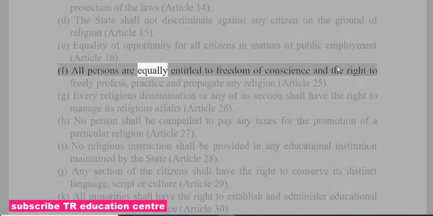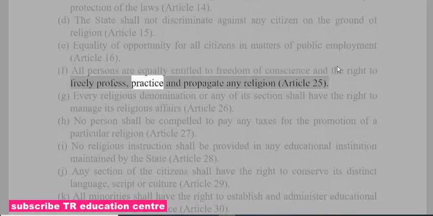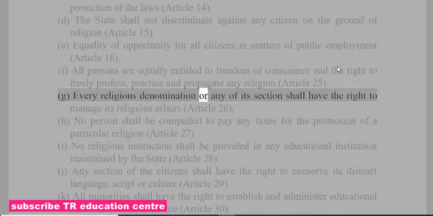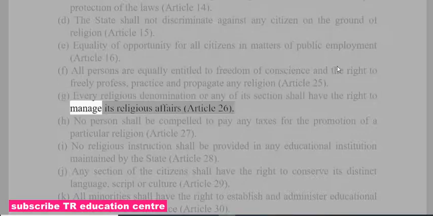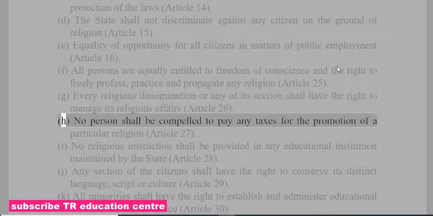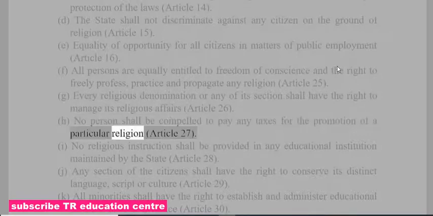All persons are equally entitled to freedom of conscience and the right to freely profess, practice and propagate any religion. Article 25. G. Every religious denomination or any of its sections shall have the right to manage its religious affairs. Article 26. H. No person shall be compelled to pay any taxes for the promotion of a particular religion.